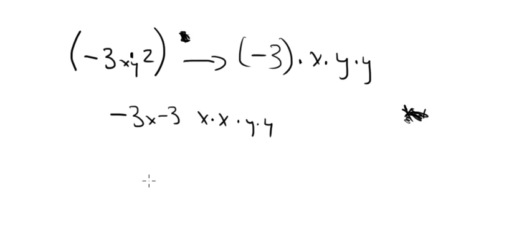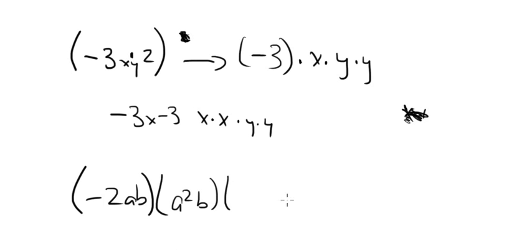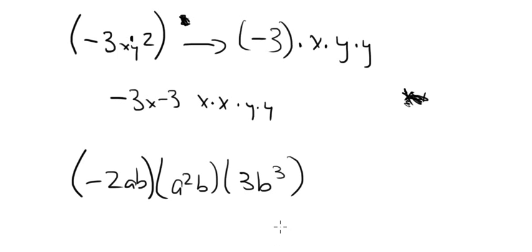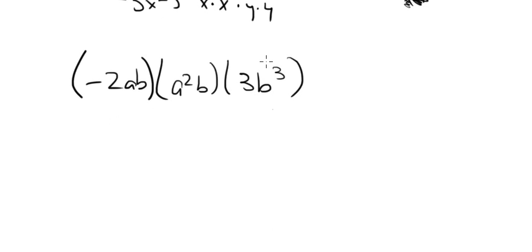Let's look at the one yesterday. This was the problem we did yesterday. It was 2ab, a squared b, 3b cubed. Okay, and it's looking for an answer here. So there's a lot of ways we can do this, guys. Let me show you the shorthand way to do this. Okay, if you can do multiplication and addition, this is the way you can do this.